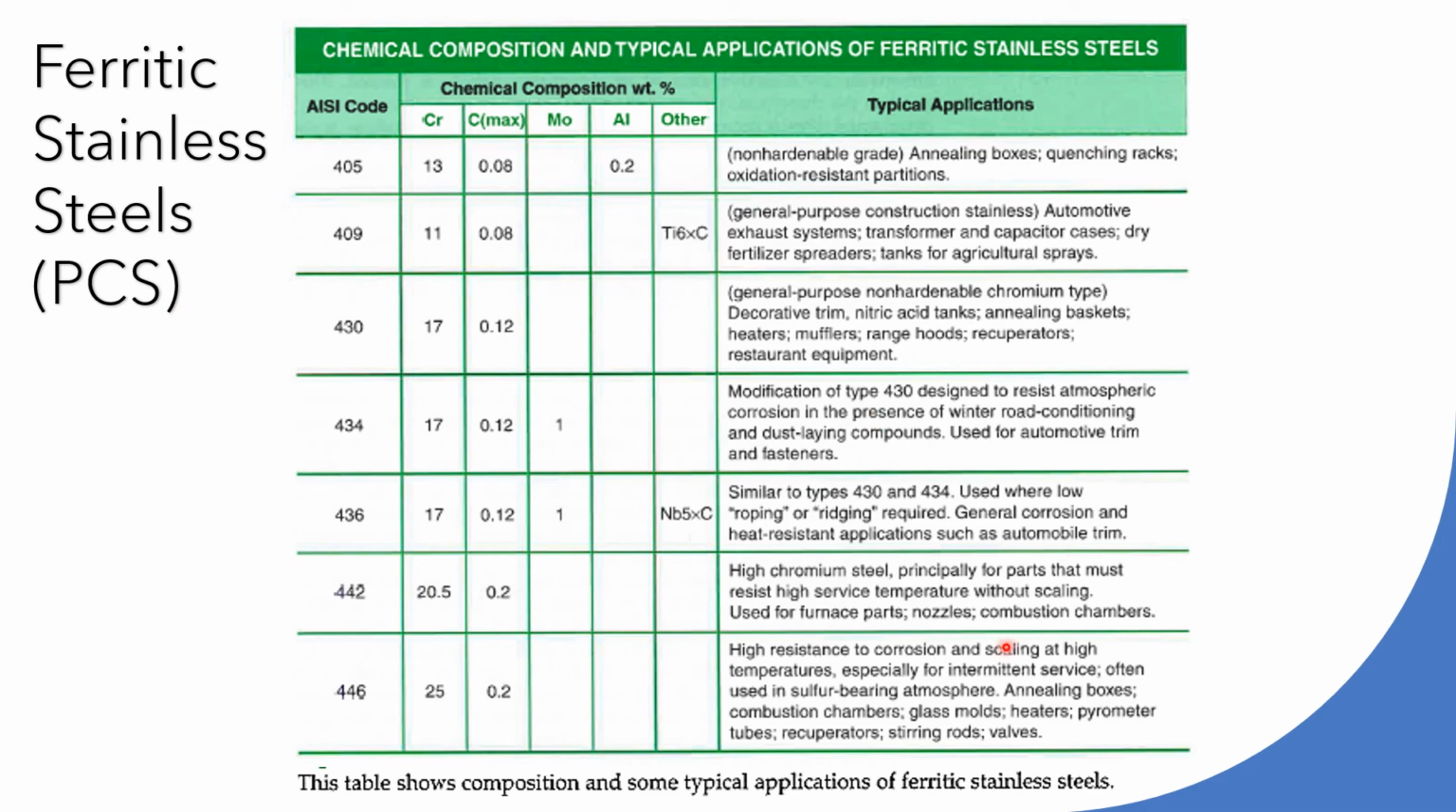I don't want to read everything here again. Chemical composition: what are we putting into it? If that is the AISI 405, we're putting this, this, and that. Application: you can use this. With 409, you're going to use this, and you have to follow this code. With 430, you don't want to use the application of a 436. It's going to mess everything up.